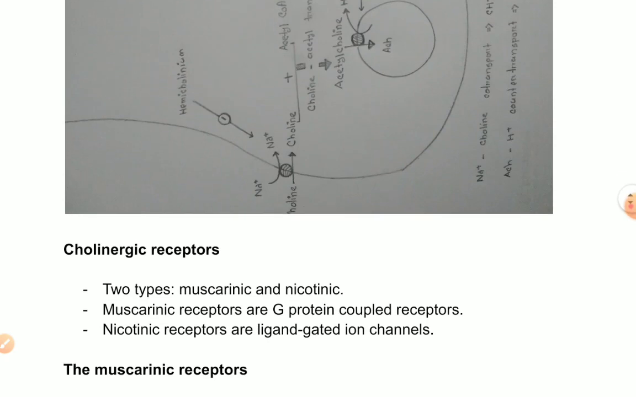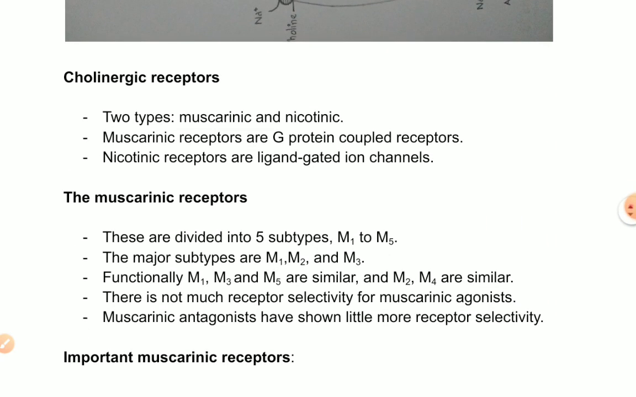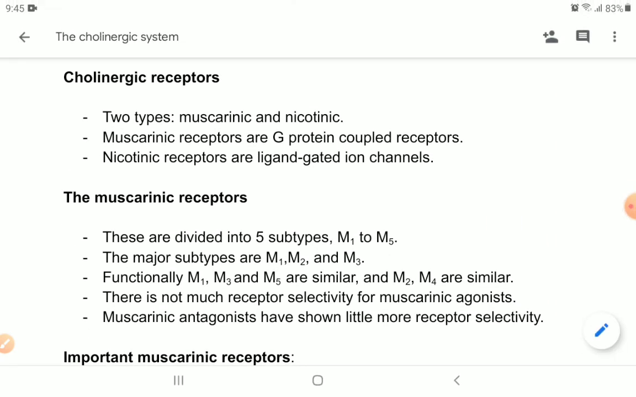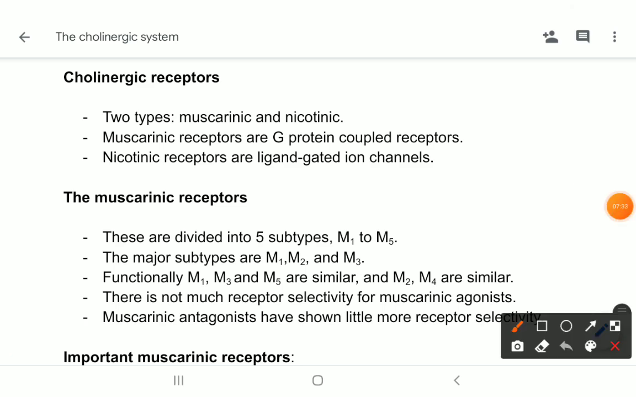Now let's go to the cholinergic receptors. There are two types of cholinergic receptors. One is muscarinic receptor and another is nicotinic receptor. Muscarinic receptors are G protein coupled receptors and nicotinic receptors are ligand gated ion channels.